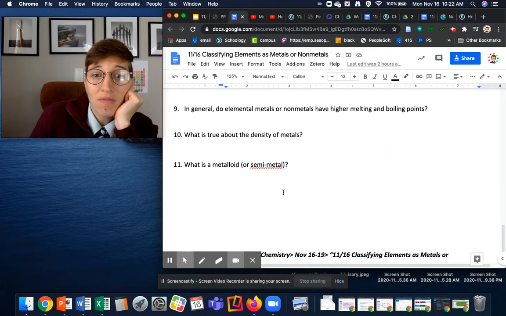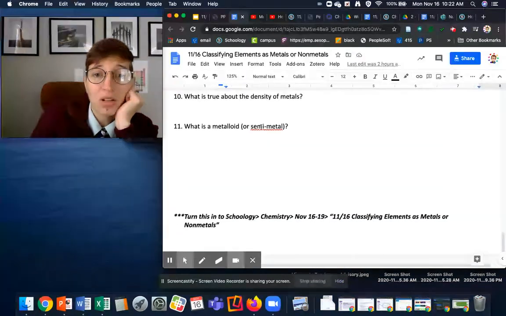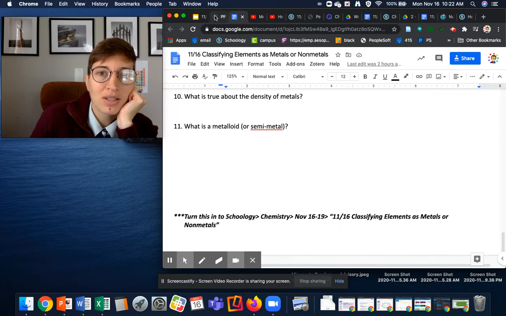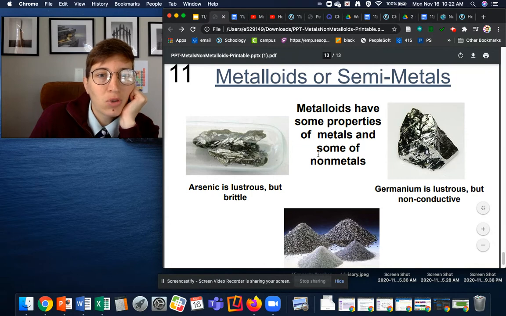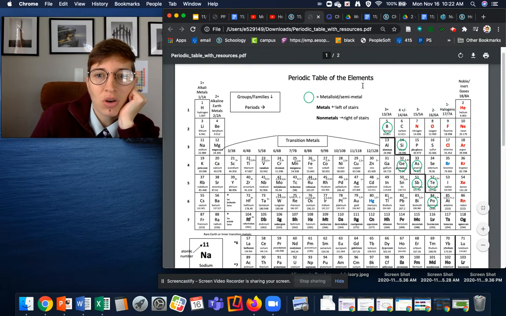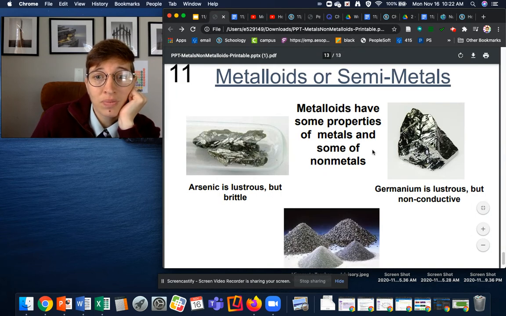Right, and number 11 is important here. What is a metalloid, or some people call it a semi-metal? They are just like the in-between ones. Okay, so it's our staircase right here. All these green circled ones. There's not that many. 1, 2, 4, 5, 6, 7. 7 of them. Okay, and they have some properties of a metal and some properties of nonmetals, in the same element.